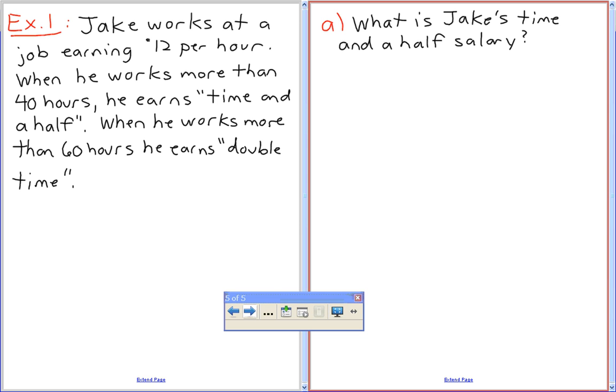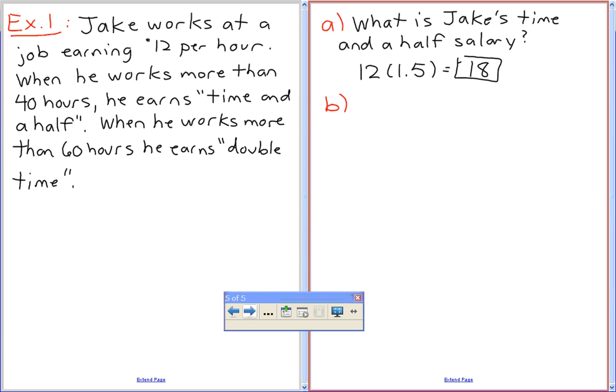So what this means is you're just going to take your $12 and multiply it by 1.5. It's like time is the 1 and half is the 0.5. So 12 times 1.5 is going to be $18. So he's going to be earning from 0 to 40 hours, he earns $12 an hour, and then from 40 plus, he earns $18.